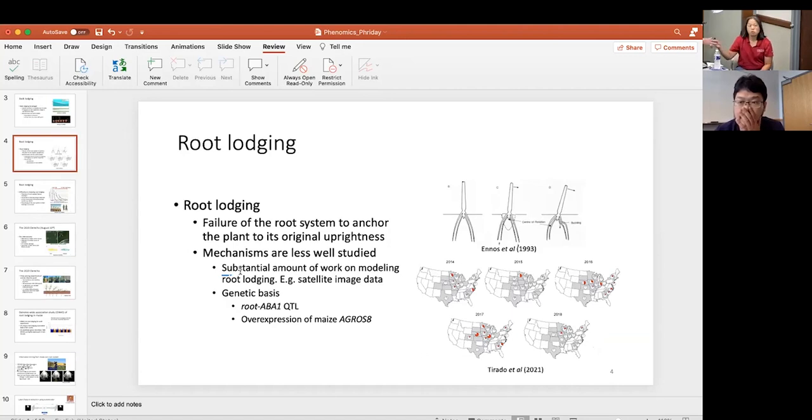Right, thank you. So this is just part of our project. We also had root lodging data from a data set called the G2F initiative, the Genomes to Field initiative. More than 20 states in the US participated.